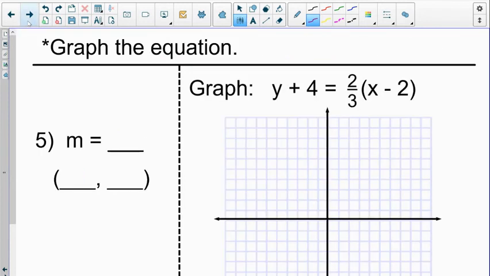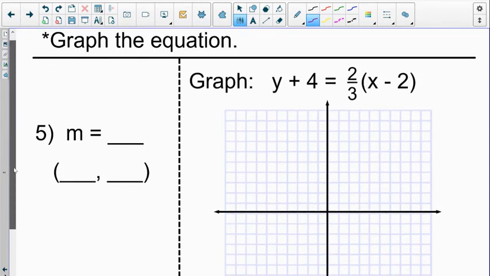All right, last example is putting all this together to be able to graph. And this was our learning target. I can graph an equation of a line written in point slope form. So in order to graph this equation, y plus 4 equals 2/3 times x minus 2, we need to be able to identify those pieces of information that we just practiced identifying, and then I'll show you how to graph this.